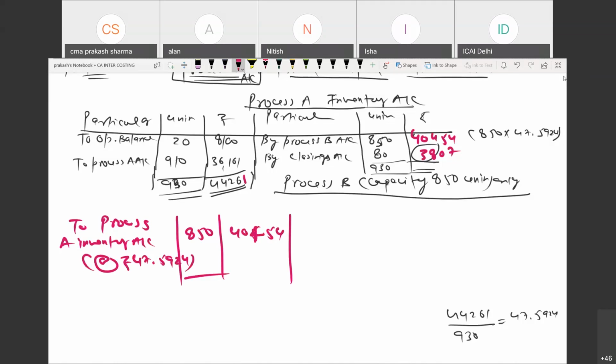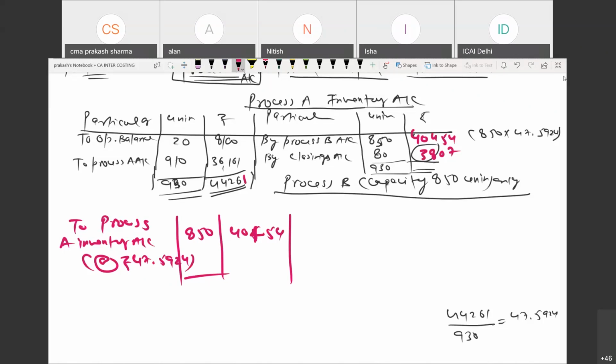If the method of inventory valuation is given to you in the question, if the question tells you that the company is following FIFO method, then you will follow FIFO method. If the question asks you to follow weighted average method, then you can follow weighted average method. But if the question is silent, it does not tell you how to value your inventory, you can take any method. It might be FIFO or it might be weighted average.